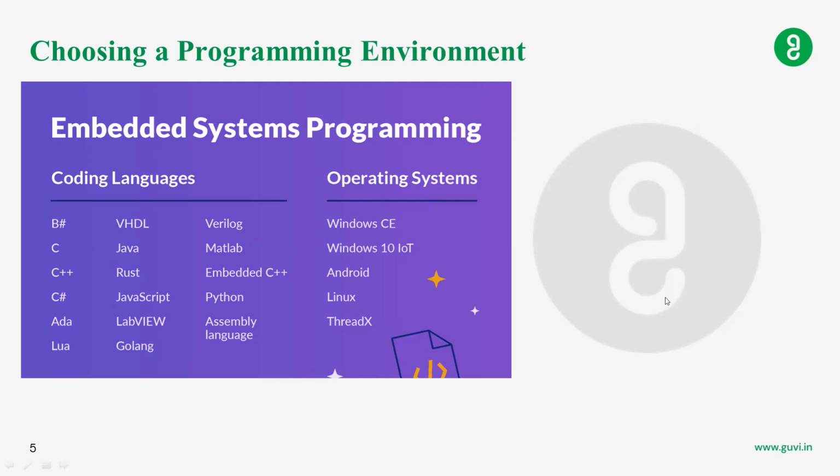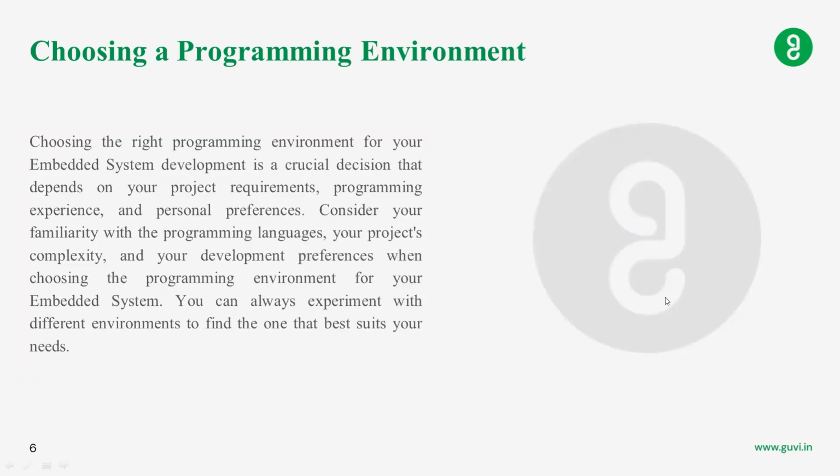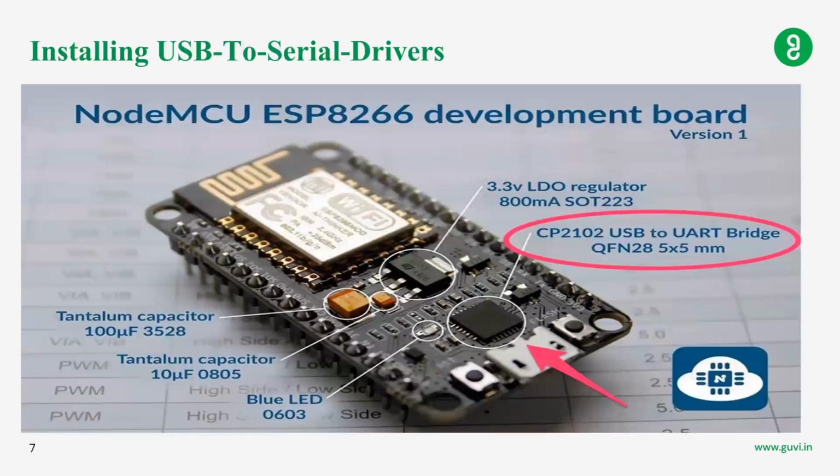Coming to the next thing, it's about the same thing I have discussed with you: choosing the right programming language according to your choice. It's very important to understand the programming language of your choice, because it is the only way to communicate with your devices if you choose the right programming language. It's a crucial decision actually. So you have to experiment with the different environments and find the best that suits your project.